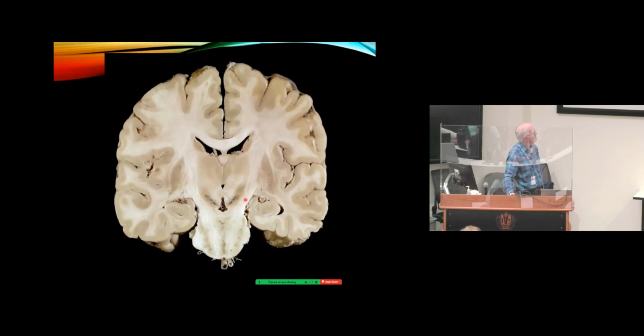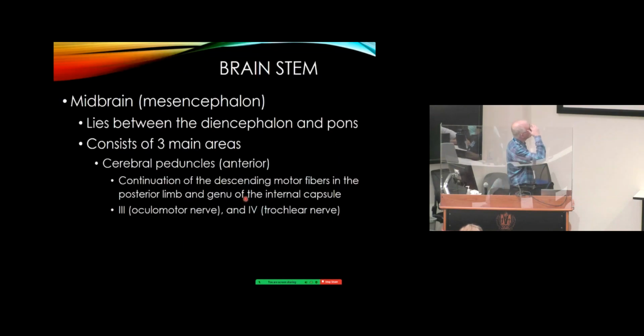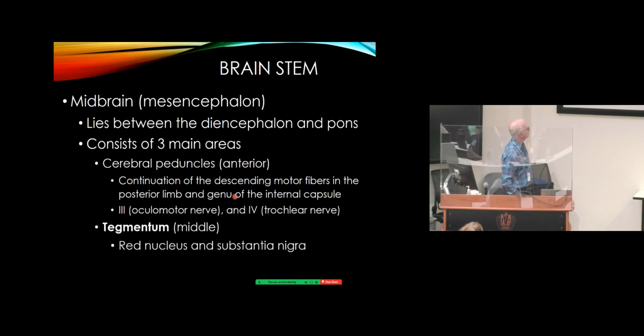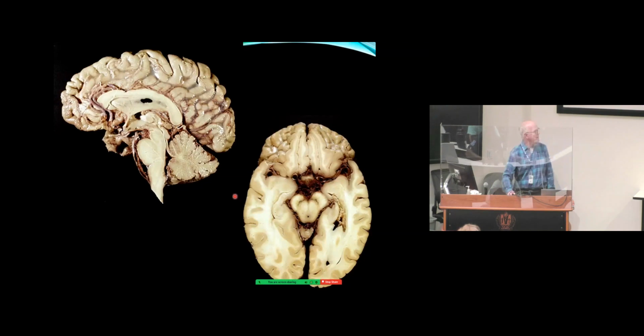Now, how do you know this is the midbrain? Well, here's the substantia nigra, which is in the midbrain. So this whole area right here is the midbrain. Okay, so the lateral portions are the cerebral peduncles. Remember, what's in it? The continuing descending motor fibers in the posterior limb and genu. Now, the middle portion of the midbrain we call the tegmentum. Okay, and so this whole part of the midbrain right here is the tegmentum.